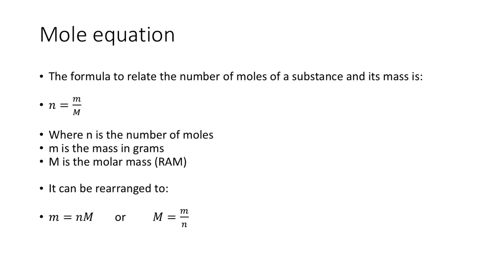So let's move on. This is the formula that you need to remember, where n is equal to little m over big M, where n is the number of moles, m is the mass in grams, and big M is the molar mass, which is the one that you get from the data sheet. It can be arranged into the other 2 forms there. But that's nice. Let's move on.